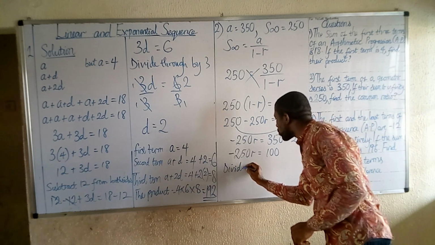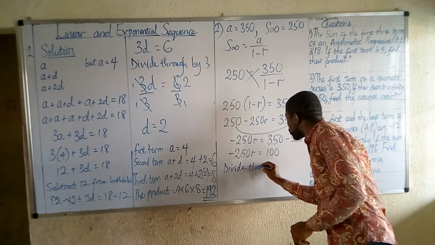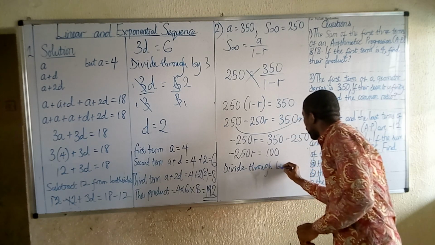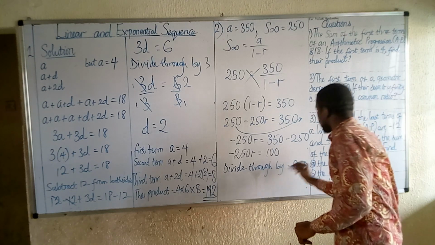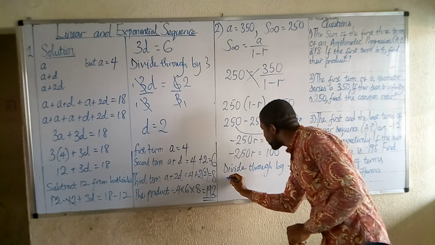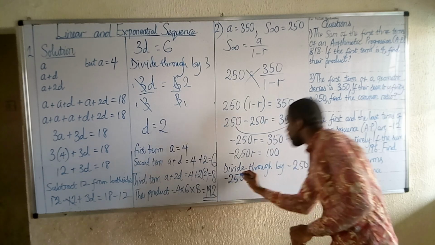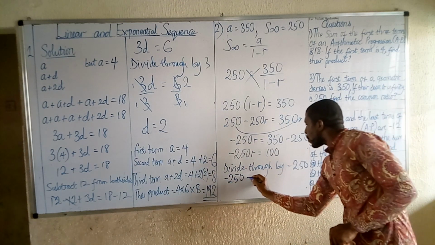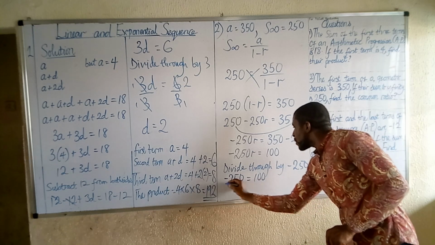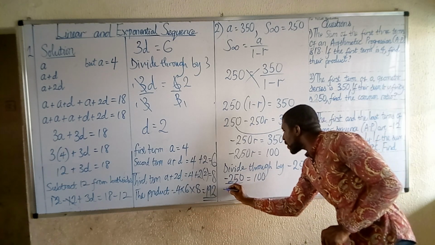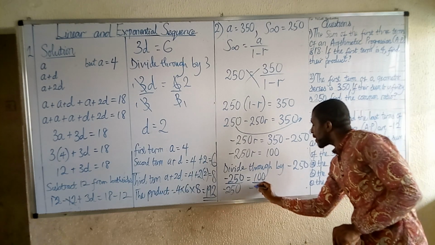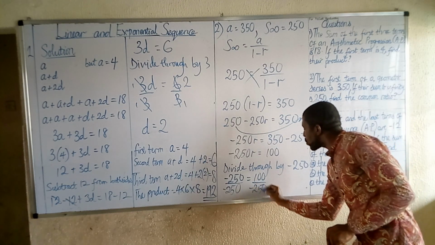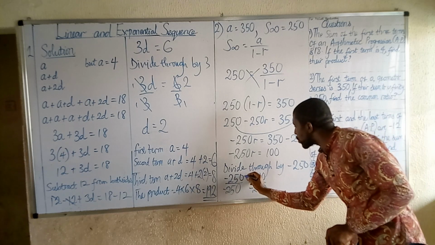Okay, divide through by negative 250. So when that happens, we're going to have negative 250 equal to what? 100 divided by negative 250, so that we can get our common ratio.